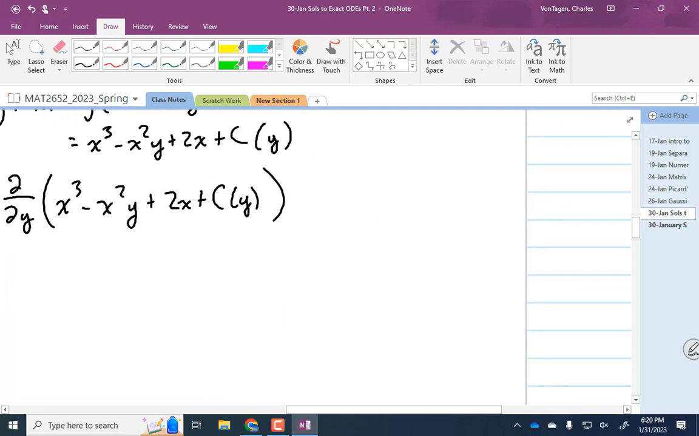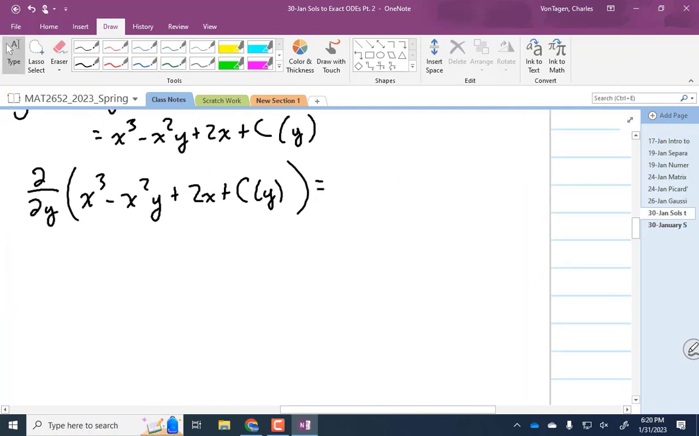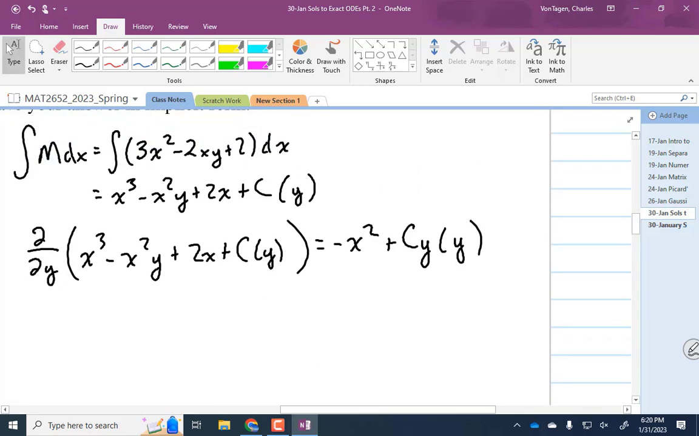When I take that partial derivative with respect to y, I end up with minus x squared plus c sub y, where the subscript says I've taken the partial derivative with respect to y. Let me back up just a second. If I knew what this c sub y was, I'd be done with the problem. I would have my original psi of xy.